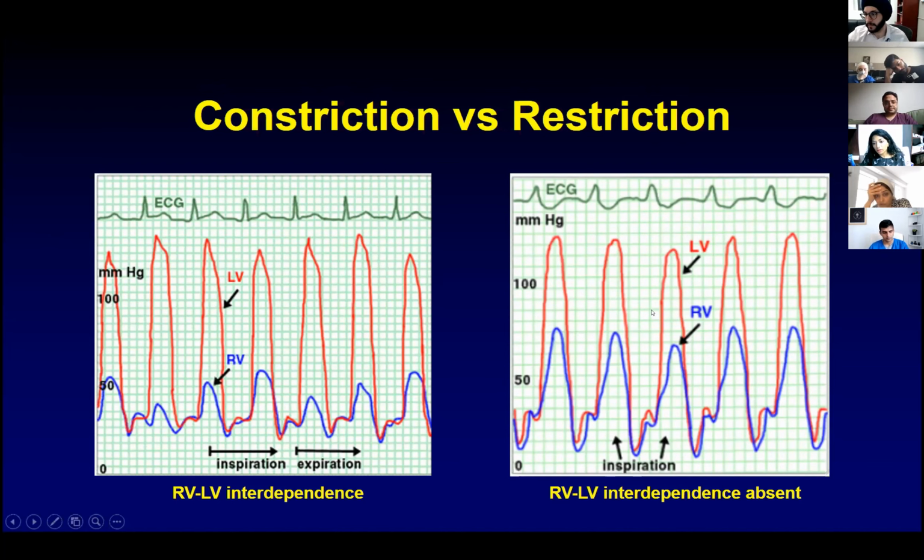In restrictive cardiomyopathy, the same type of pericardial constraint does not exist. So when the RV pressure increases, so does the LV pressure, and when the RV pressure decreases, so does the LV pressure. They decrease concordantly and increase concordantly.